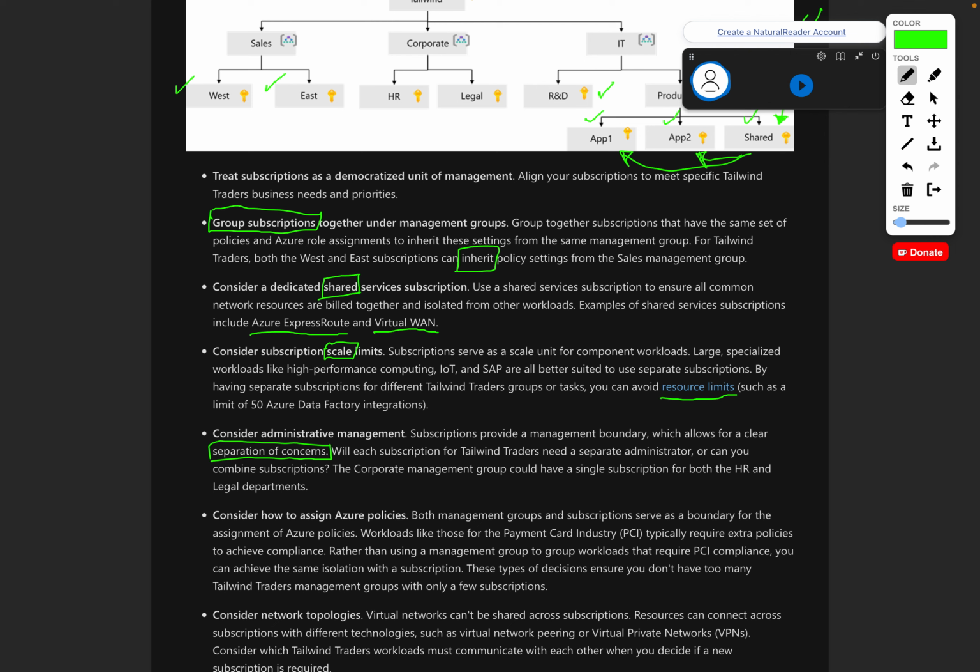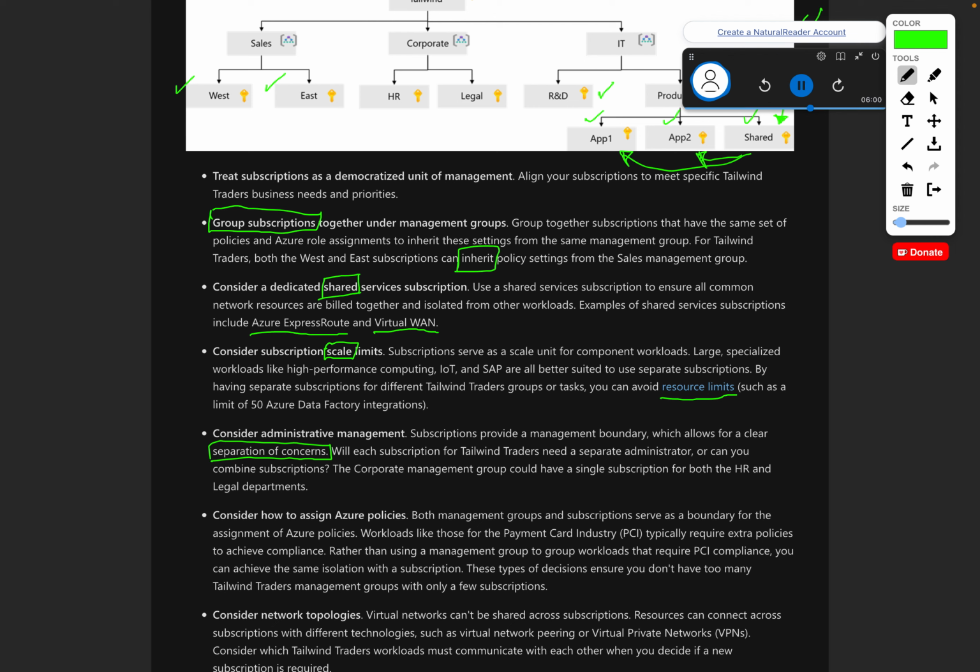And here we're talking about the administrative aspects. Of course, each department or each subscription needs to be administrated in a certain way. By having multiple subscriptions for each department, we will have a separation of concerns, so they can be administered in the way they need to be. However, it is also worth mentioning that the HR department and the legal department can be combined into one subscription, and it all depends on how the organization wants to administrate those subscriptions.